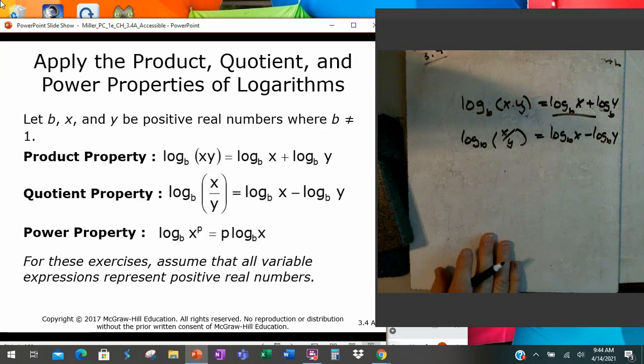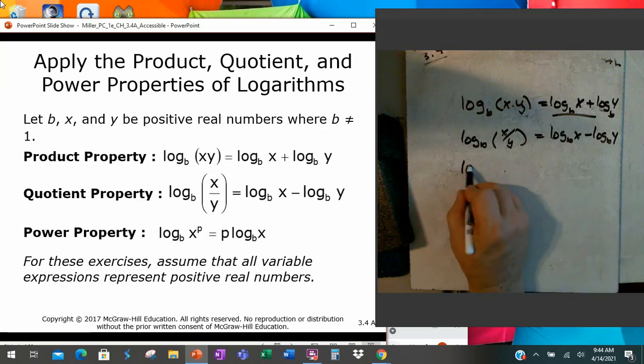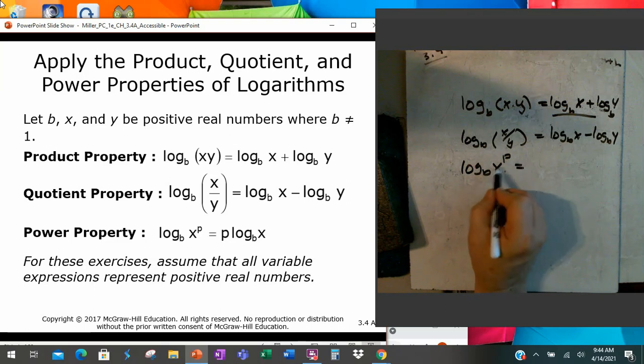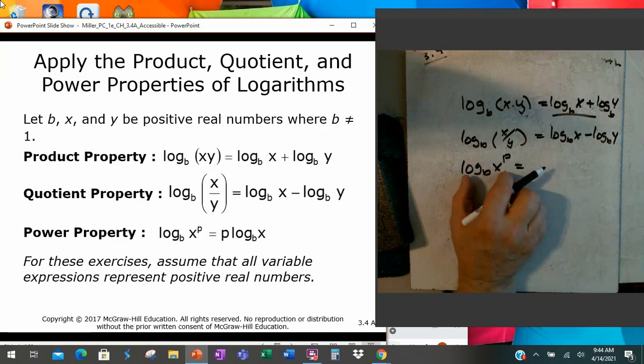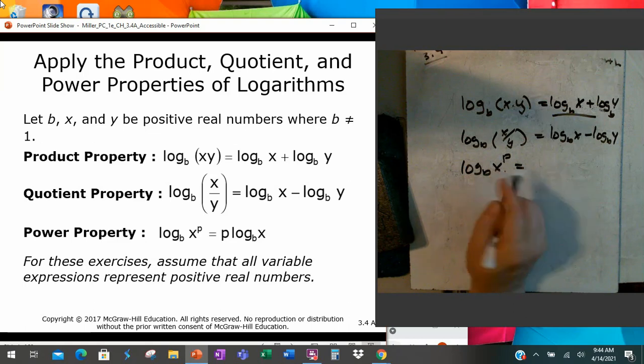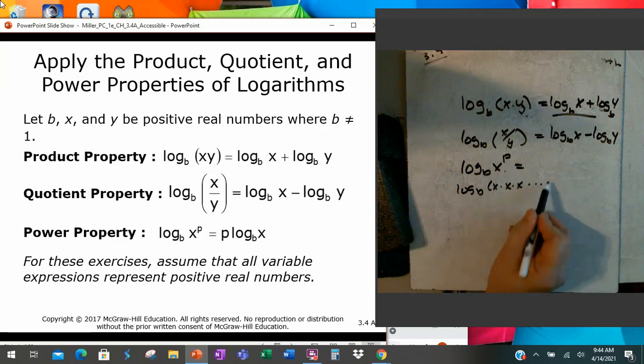Okay. And then finally, this, I get to move out front. So this is again exponents. I'm doing this multiplication p times. This would be x times x times x dot dot dot x. This is done p times, that's what x to the p is.